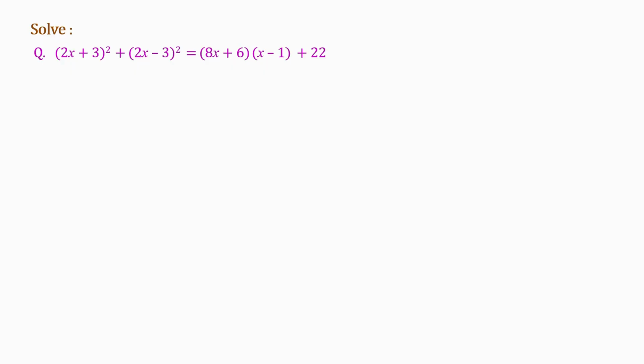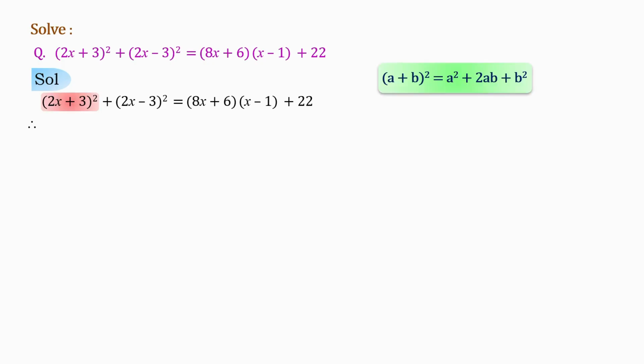Now let us solve more difficult problems like (2x plus 3) whole square plus (2x minus 3) whole square equal to 8x plus 6 into (x minus 1) plus 22. Okay, so now it is a much more difficult problem we are facing. So let us take a look how we are going to do this type of equation step by step. I'm going slowly so that you can understand.